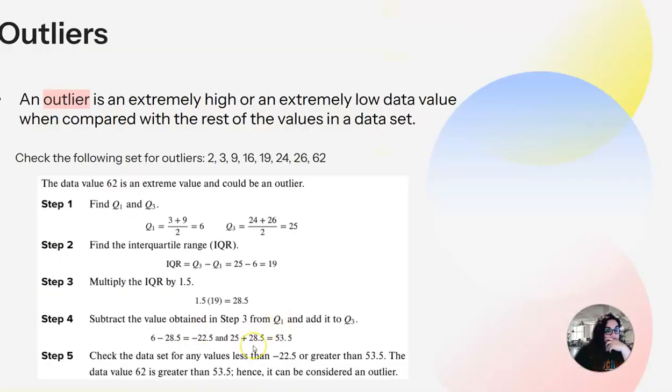Right here. So anything 1.5 above the interquartile range and 1.5 below the interquartile range is going to be an outlier. And like I said before, you can see that that's happening. The 62 is so far away from the average of these.